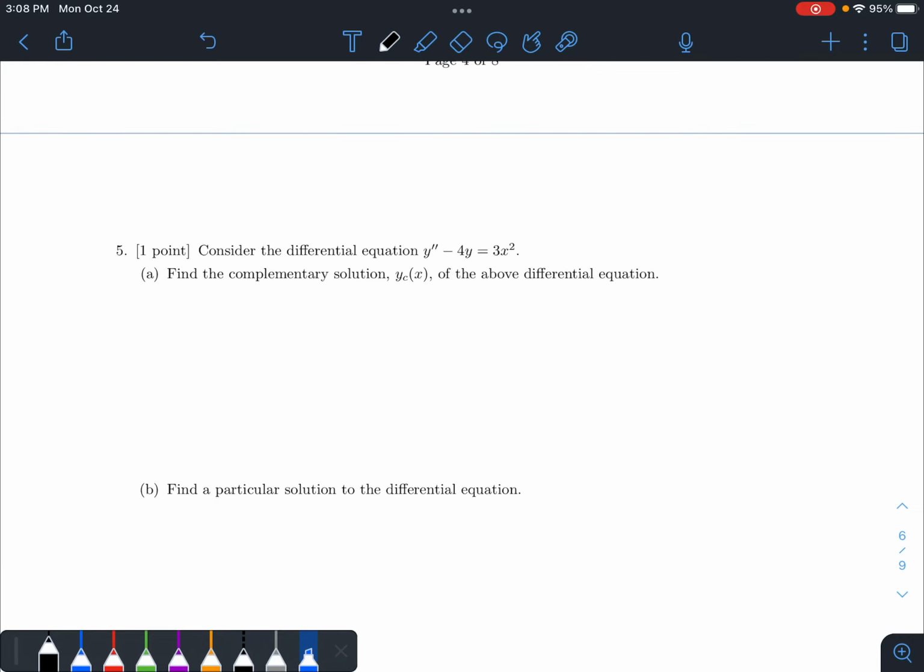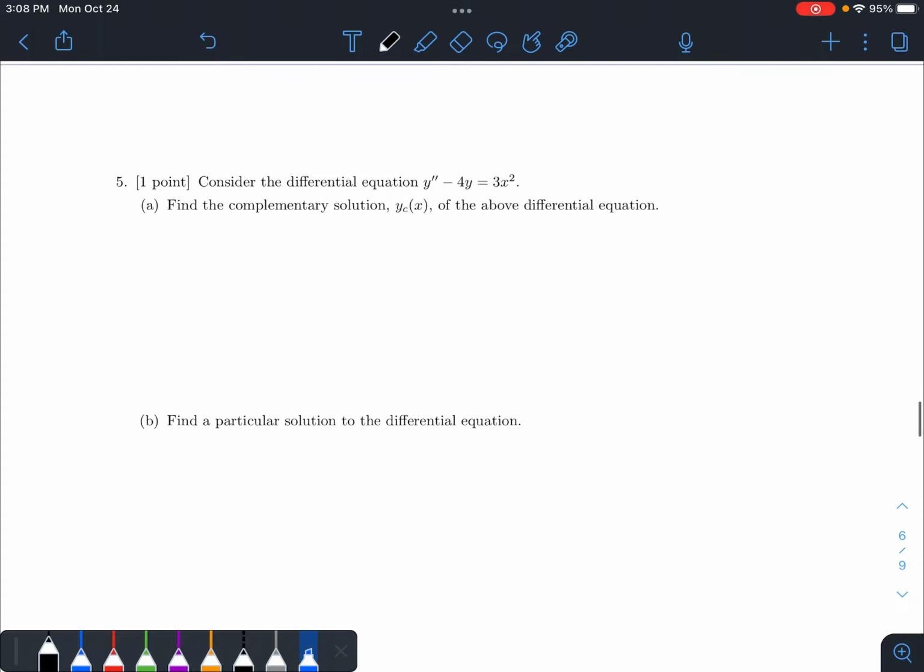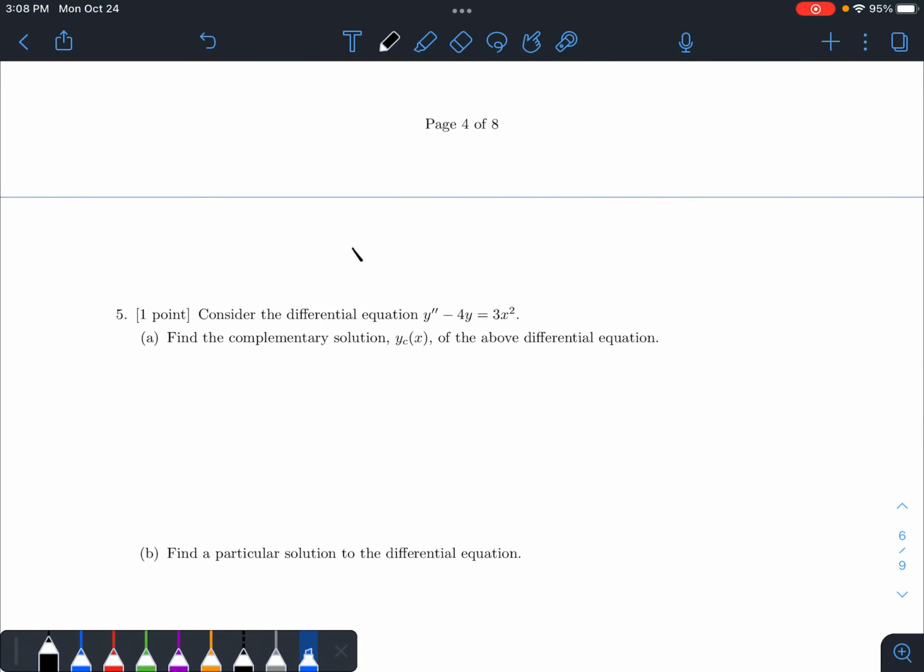All right, consider this differential equation. Let's find the complementary solution, and then find a particular solution, and then state the general solution. Complementary first, convert this to a polynomial. I'd like to put it up here.